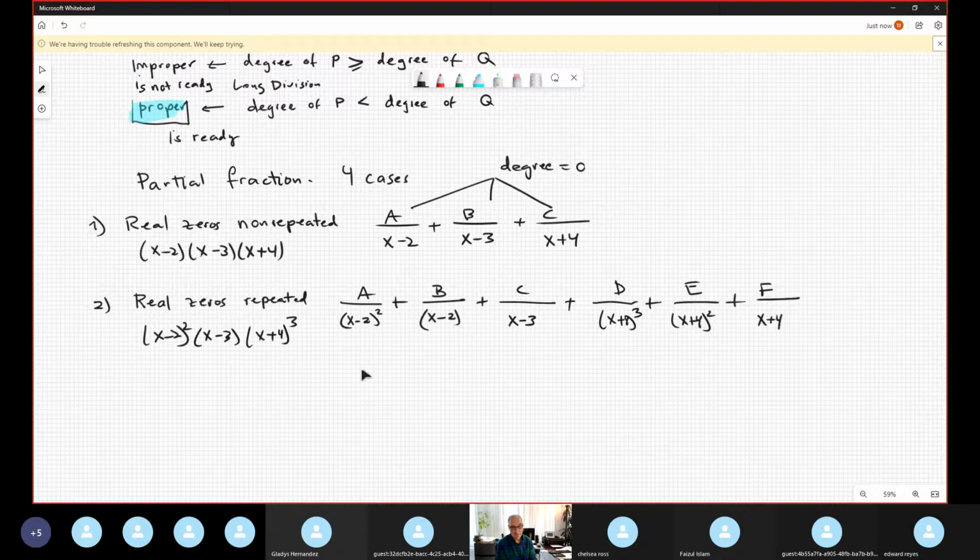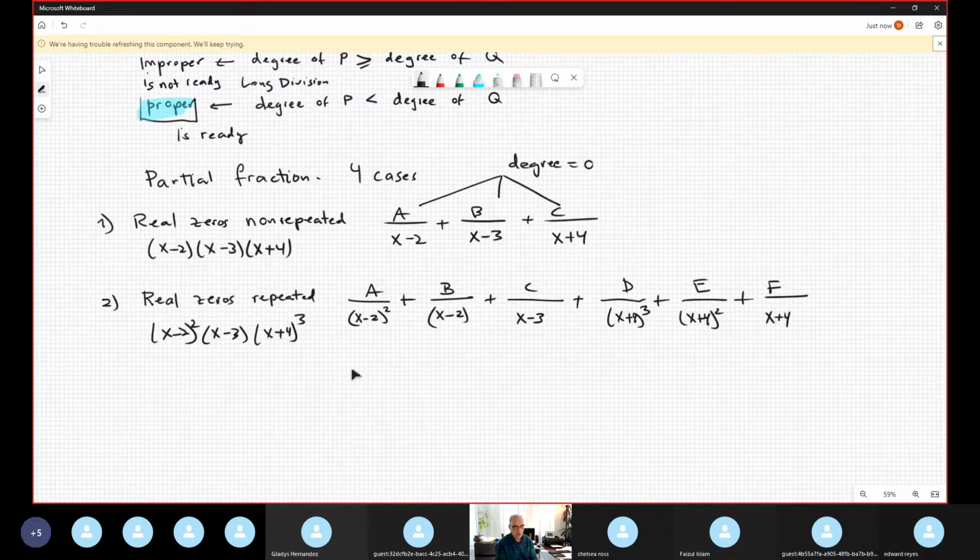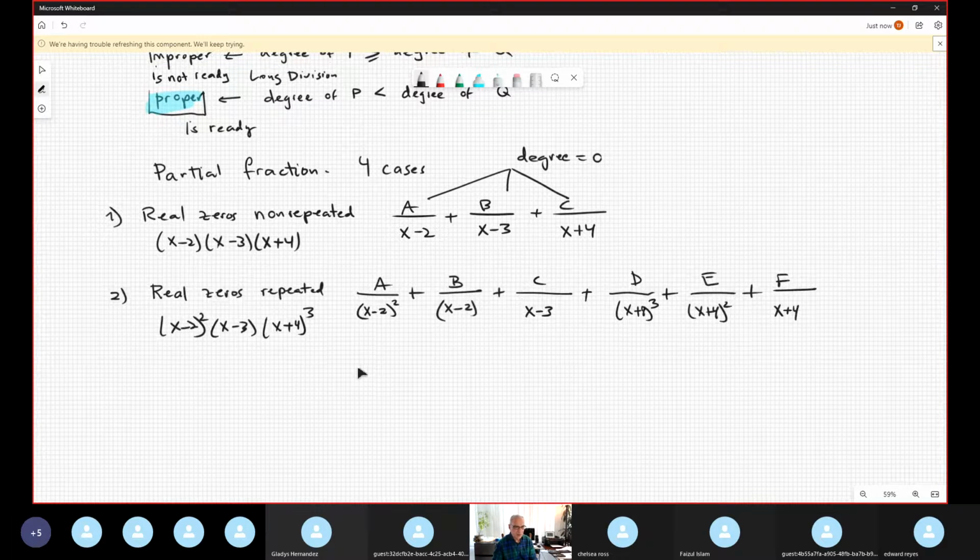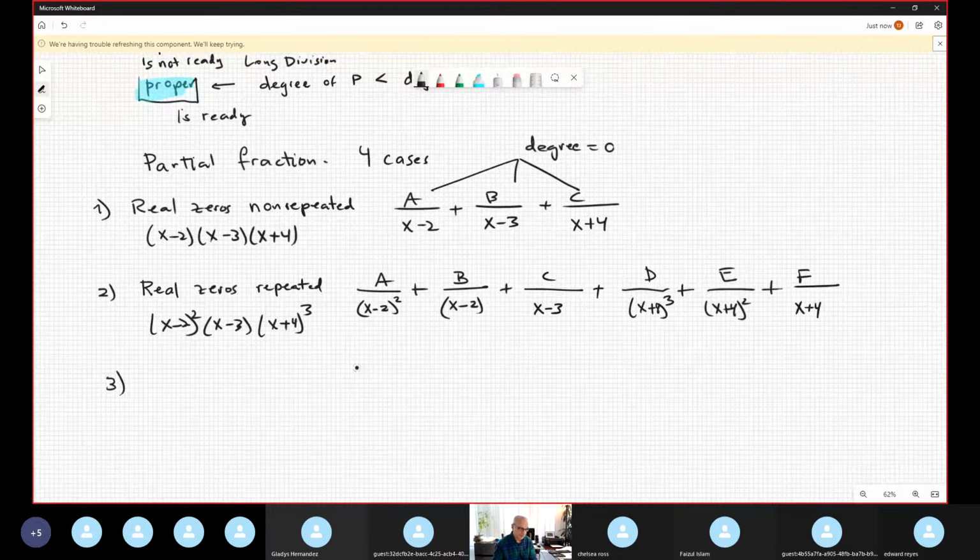I want to explain another way. But slow down, be patient. I explain everything. We have a third case in which you have complex or imaginary zeros, right? So in the typical language of the partial fraction decomposition, we have 4 cases.